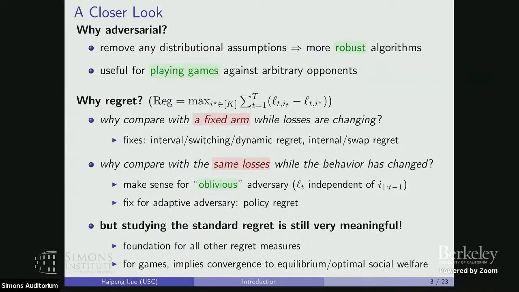And also for games, when you are in fact playing against an adaptive adversary, the standard regret is still very meaningful, right? For example, sublinear regret actually implies convergence to things like equilibrium or optimal social welfare. Even though it seems like this doesn't make sense in the adaptive case, it still has strong implications. So that's why we care about regret, and that's why in the rest of the talk we will focus on how to minimize this thing. I hope this convinced you. Feel free to interrupt if you have any questions.